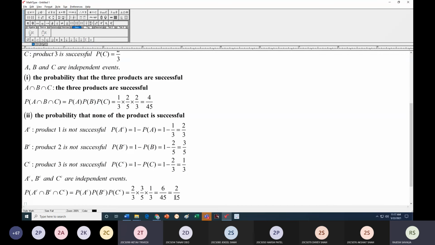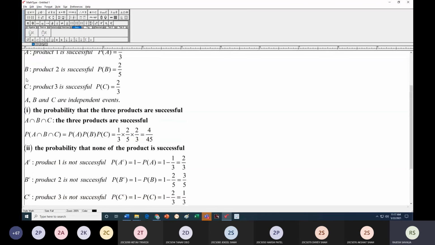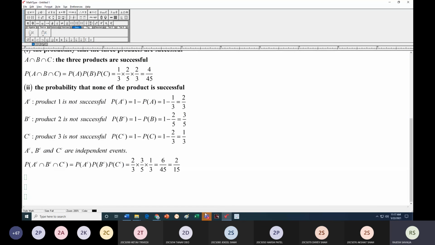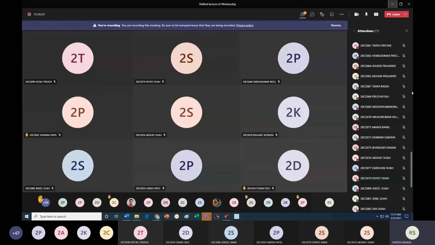No, sir. Fine. So when you perform the experiment 15 times, out of 15 times you will get two outcomes in which all three products are not successful. That is the solution. Is it okay? Any doubt in the example? No, sir. चलो कितने बच्चों को पता चला? Please raise your hand.